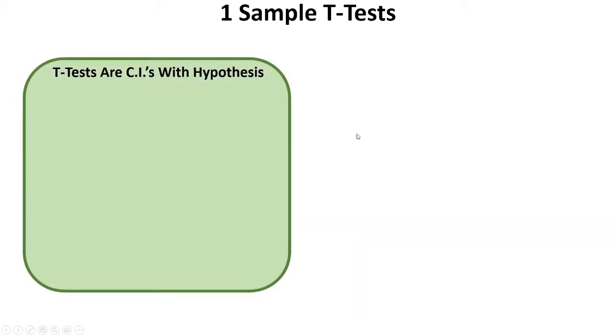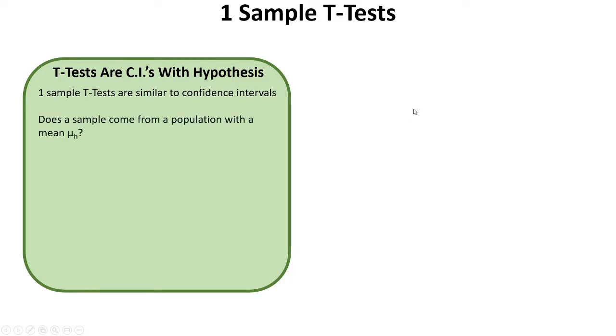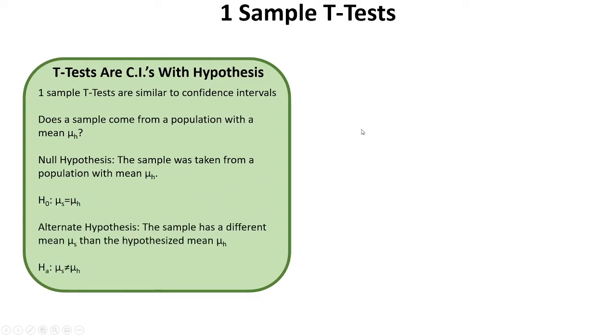Okay, so t-tests are basically just confidence intervals with hypotheses. The one sample t-test is the simplest, and they're very similar to confidence intervals. So the one sample t-test asks, does a sample come from a population that has a mean equal to some value, right? So the null hypothesis here is that the sample was taken from a population with this hypothetical mean. And in this case, the mean of the sample would be equal to the hypothesized mean. And the alternate hypothesis is that the sample has a different mean than the hypothesized mean h. So in this case, the mean of your sample is not equal to the mean in your hypothesis.